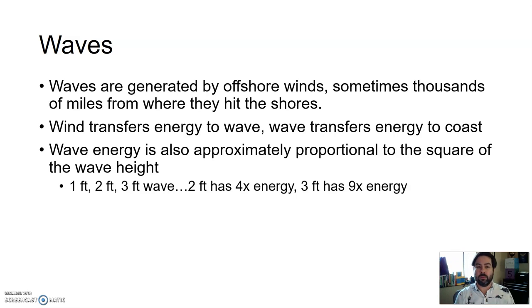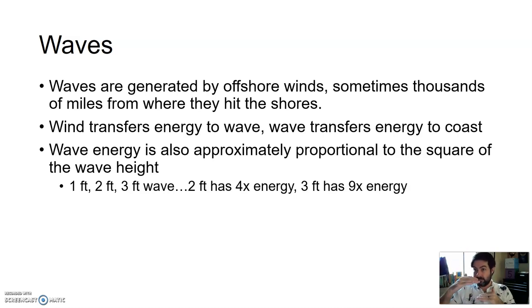All right? So if a 1 foot wave has, say, one amount of energy, well, a 2 foot wave has the square of that. So 2 times 2 is 4. So a 2 foot wave has 4 times the energy of a 1 foot wave. A 3 foot wave, square that, 3 times 3 is 9. So a 3 foot wave has 9 times the energy. A 4 foot wave would have 16 times the energy. A 5 foot wave would have 25 times the energy of a 1 foot wave. So the energy is proportional to the square of the wave height.